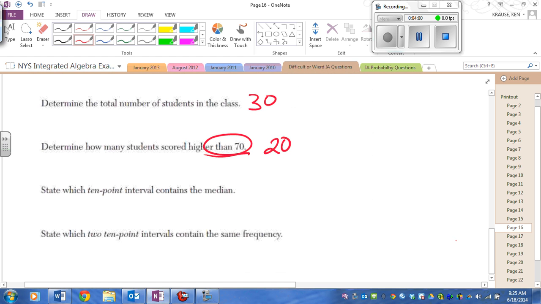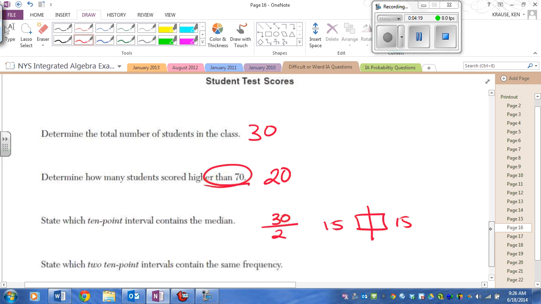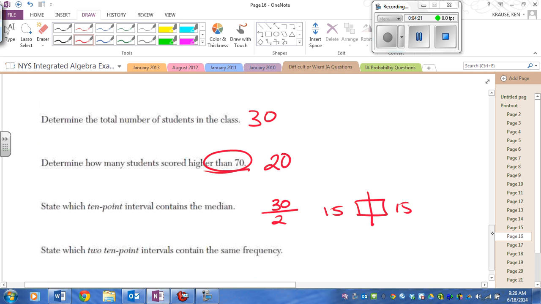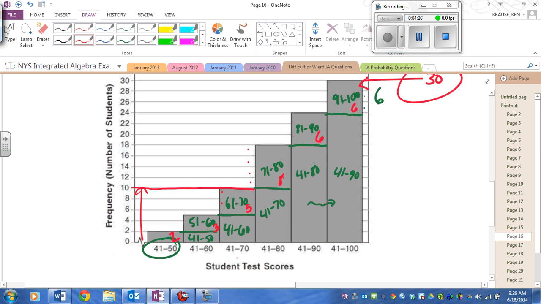All right, and then which 10-point interval contains the median? Okay, so if we have 30 numbers, and they divide by 2, that gives you 2 even groups of 15, correct? So that means there's going to be 2 numbers in the middle. So the median would be the average of 15 and 16. So I'm going to guess we're looking for the 15th or 16th numbers. Now it says which 10-point interval. So I can't use these intervals on the bottom because these are bigger than 10 points. I have to use these ones up here.